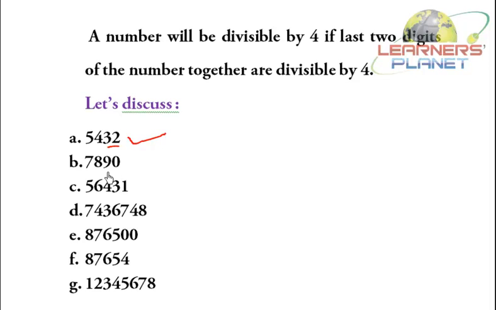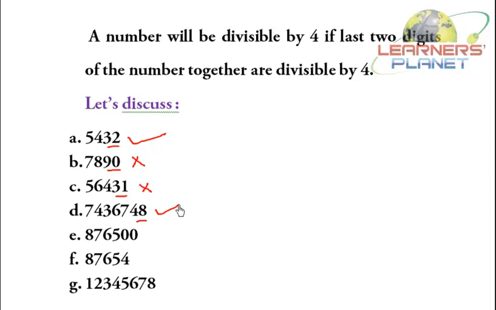Similarly, in this case, 7890, the last two digits are 90. 90 is not divisible by 4, hence 7890 will not be divisible by 4. In this case, it's already an odd number, so it cannot be divisible by 4, so do not discuss much about it. In this case, 48 is divisible by 4, so the complete number will be divisible by 4.